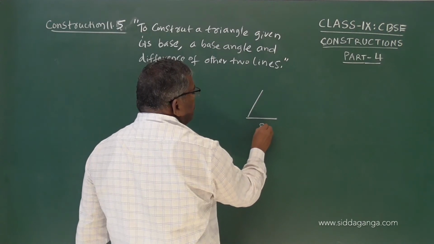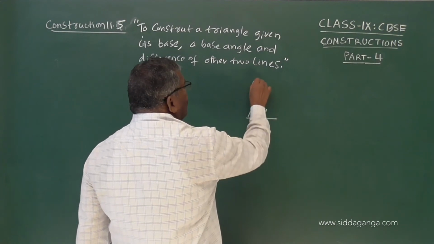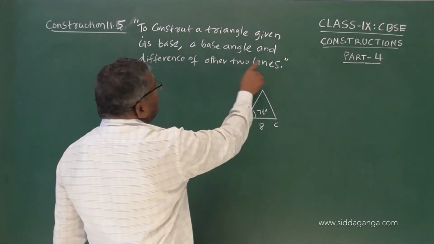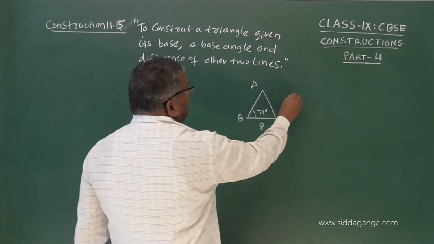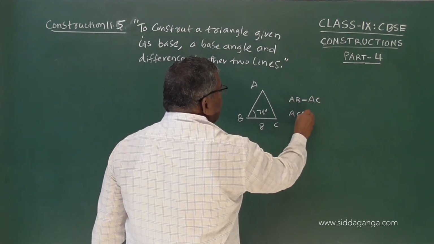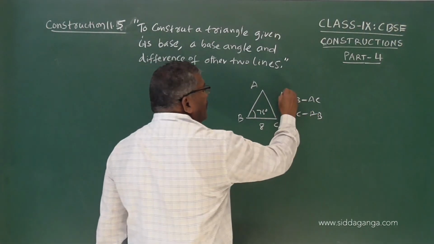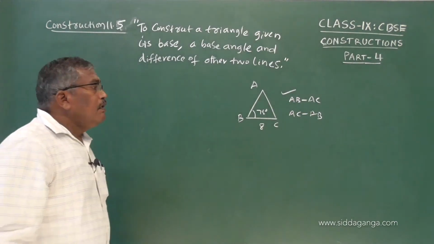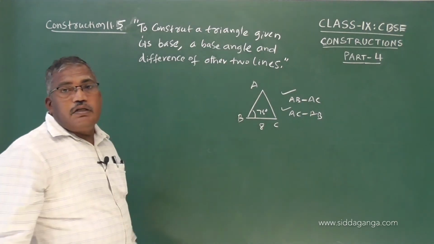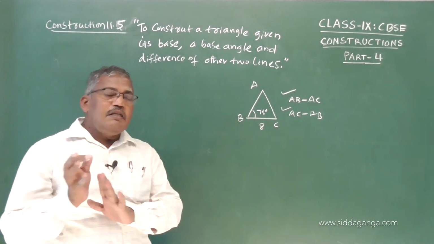This is known, let us say 8 centimeter, this is 75 degree, let us say, and if I call this triangle ABC, the difference of the other two sides is AB minus AC or AC minus AB. So if AB is bigger, AB minus AC is given. If AC is bigger, AC minus AB is given. Difference, so the distance is not negative. Distance is the bigger minus the smaller.